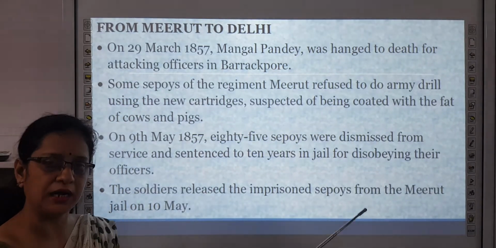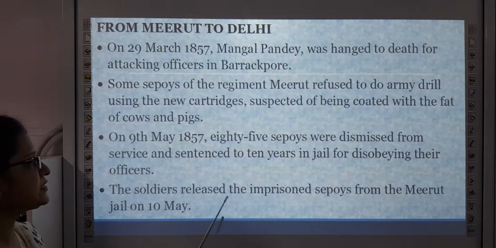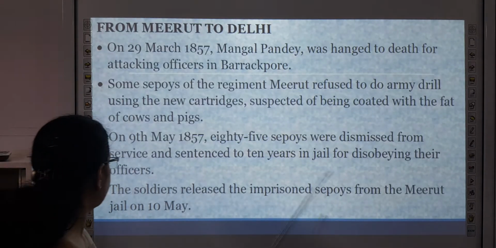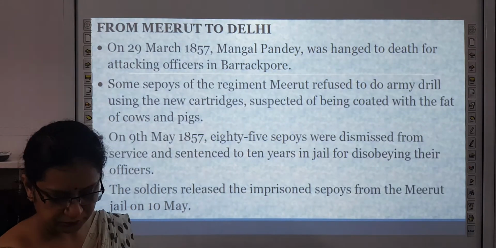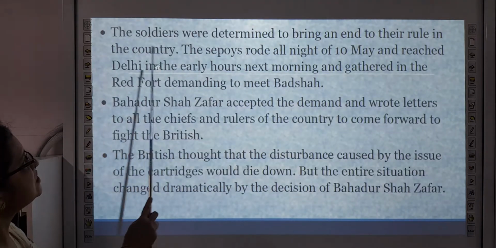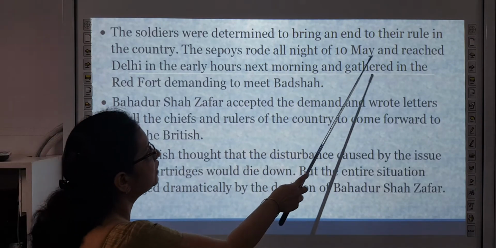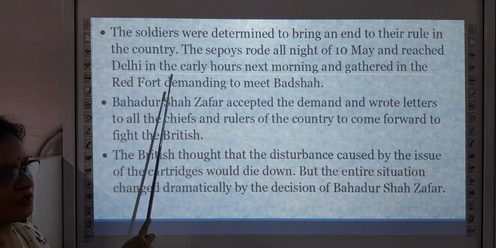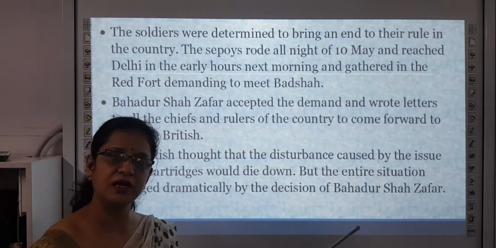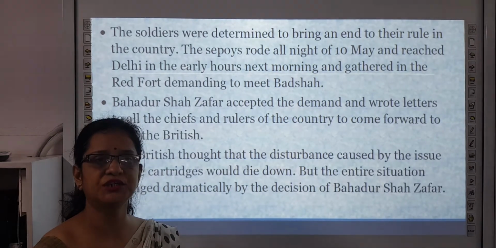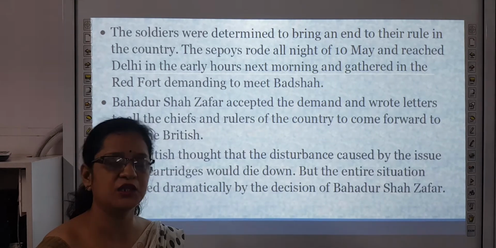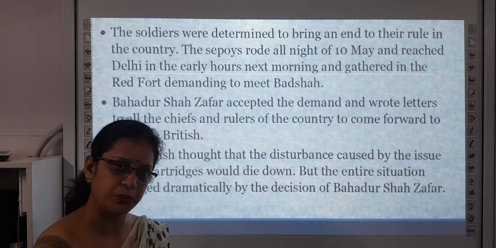I have told you earlier. The soldiers released the imprisoned sepoys from the Meerut jail on 10th May. The soldiers were determined to bring an end to the Company's rule. But who could rule the land? This was a big question. Then they proclaimed Bahadur Shah Zafar as their leader. They went to him and requested him.